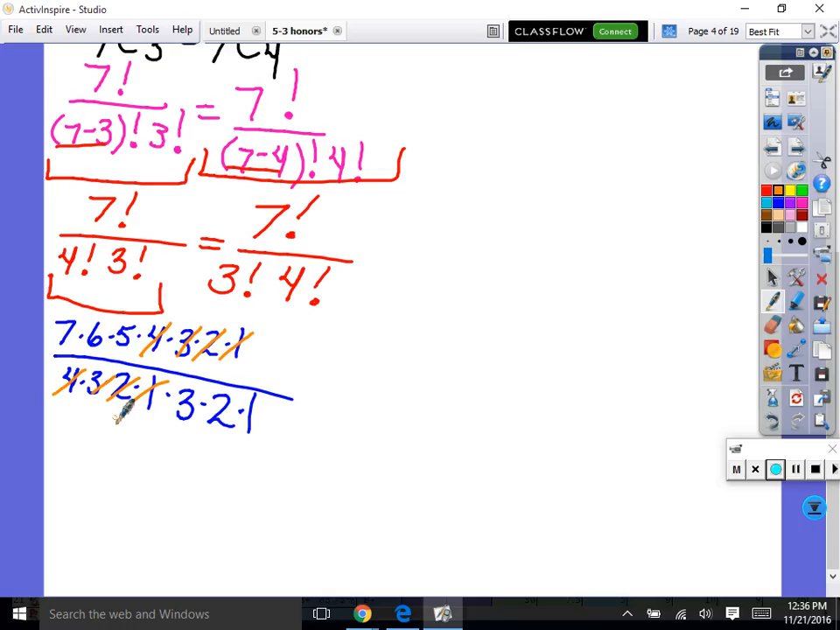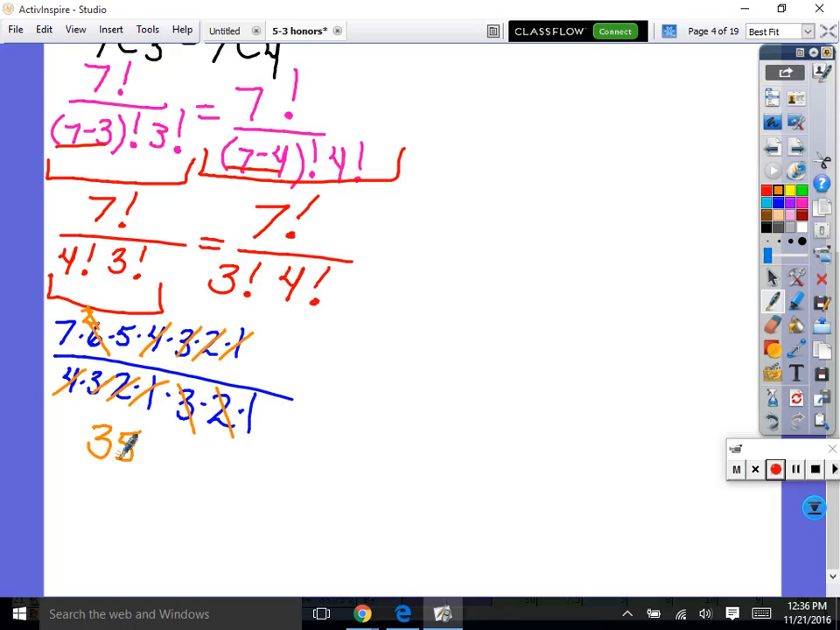6 and 2, or 6 and 3 even, right? 6 and 3 become 2 over 1. Now look, 2 and 2 divide out, right? And then that's it. So left over was 7 times 5, which is 35, over 1, which is 35.